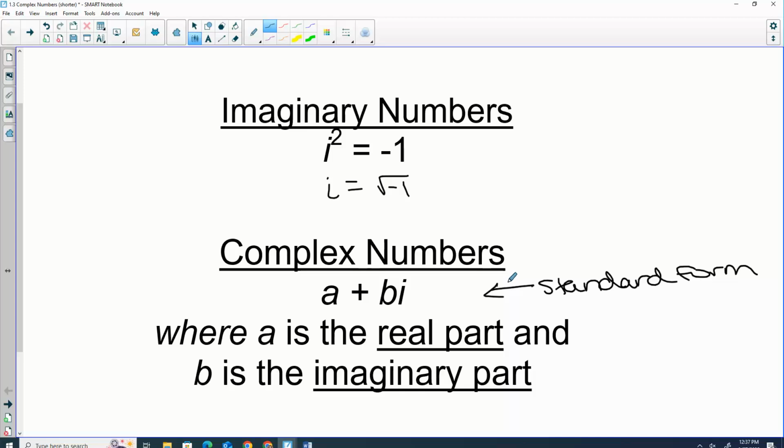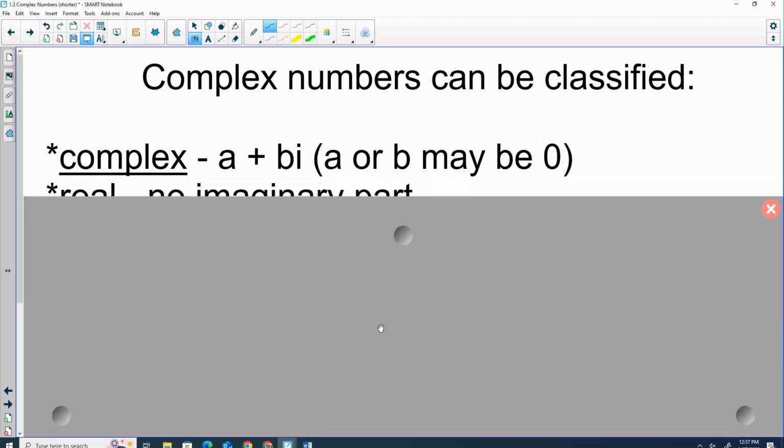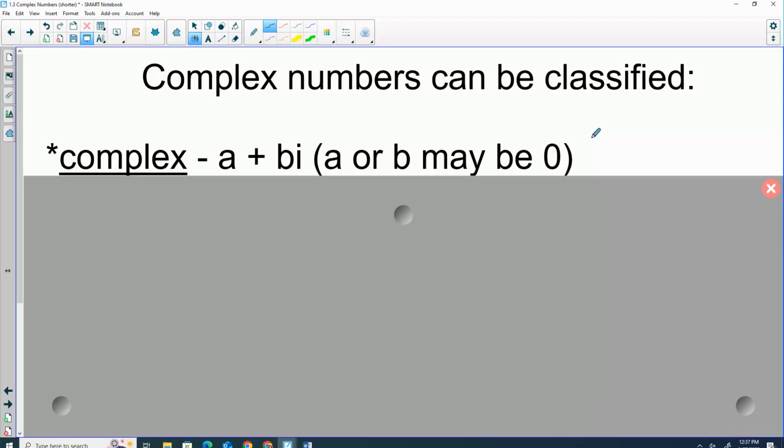When we have these complex numbers, they can be classified. So complex is really every number you see. It's not just the ones with i's in it. It's anything of the form a plus bi, but either of those can be 0. So it's like 2 plus 3i, or 2, because your imaginary part is 0, or 3i, because the real part is 0. All of those are actually considered to be complex numbers.